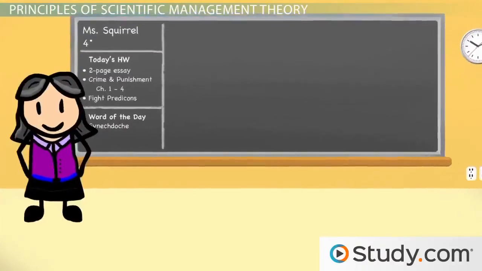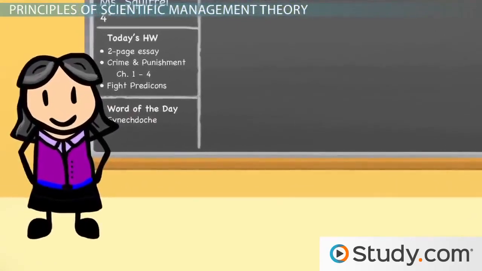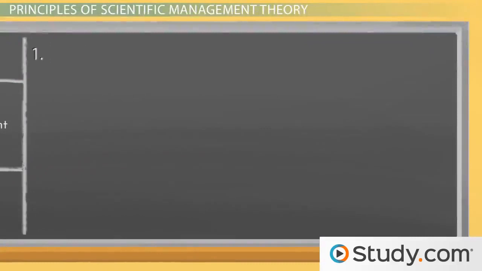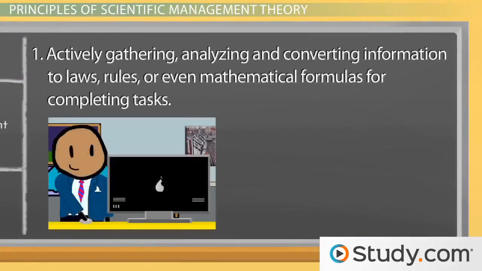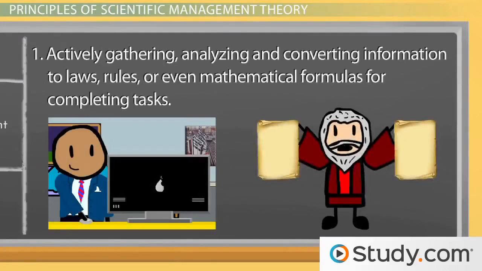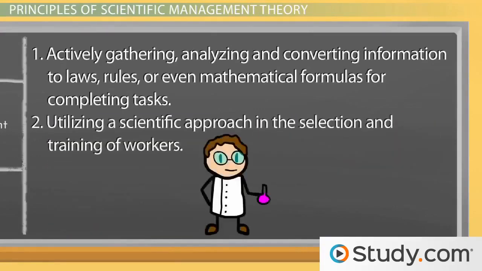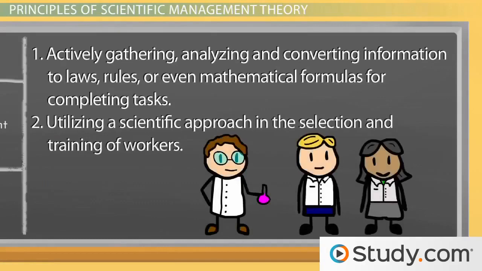Taylor's theory can be broken down into four general principles for management. 1. Actively gathering, analyzing, and converting information to laws, rules, or even mathematical formulas for completing tasks. 2. Utilizing a scientific approach in the selection and training of workers.